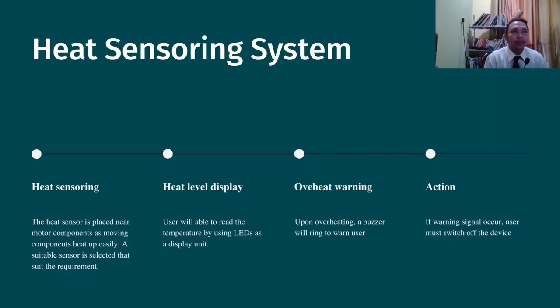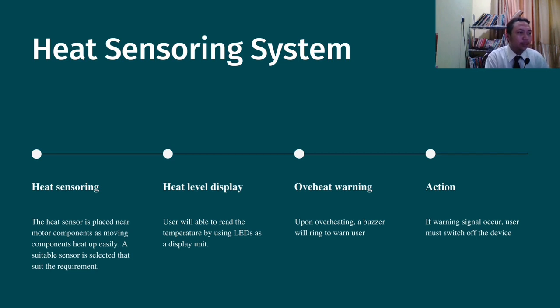Now, I will jump right to the heat sensing unit. These are the descriptions of the flow of work performed by the heat sensing unit. The placement for the heat sensor will be inside the casing near the motor to monitor the heat generated during the operation.